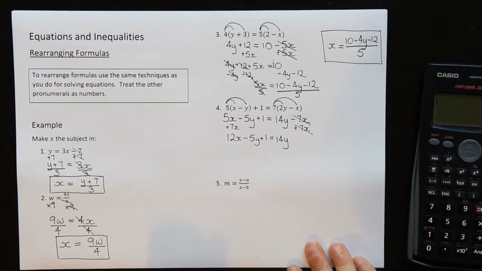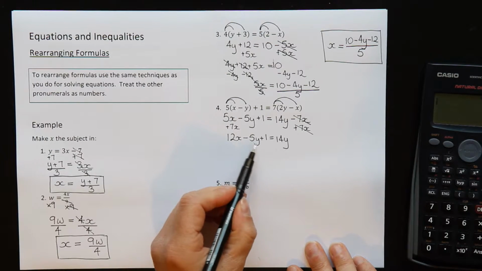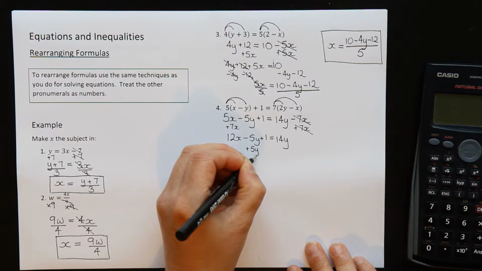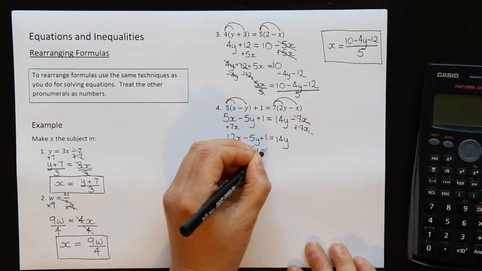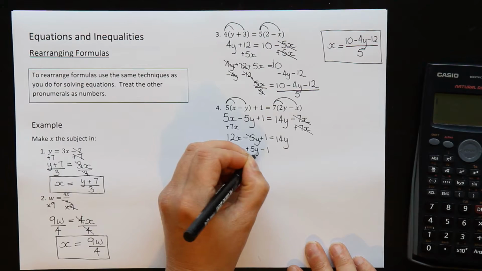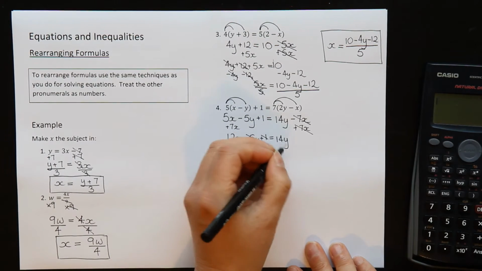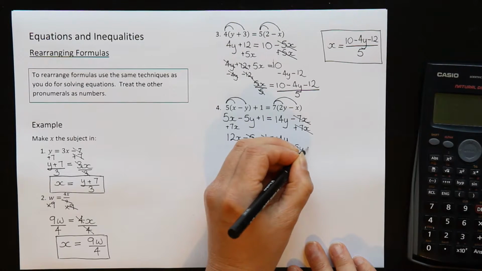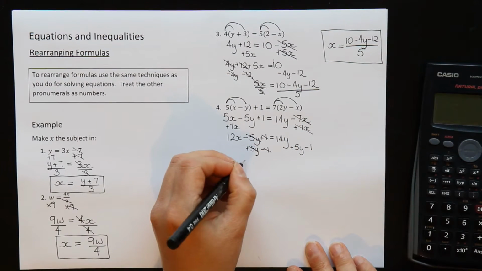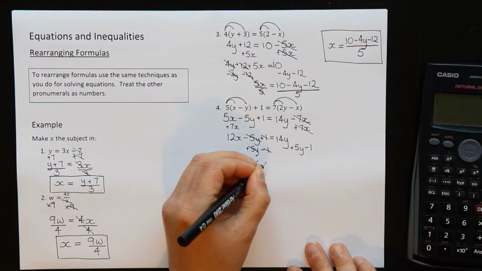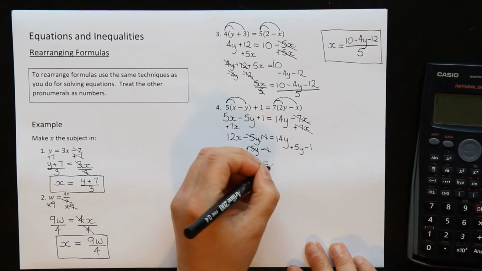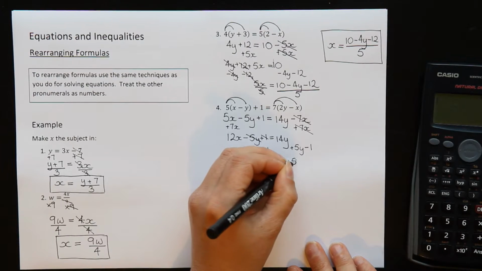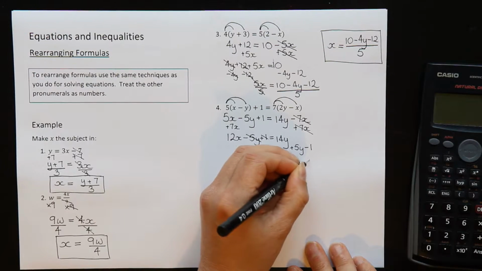Okay, then let's get rid of these extra terms here. So I'm going to add the 5y to move it, and I'm going to subtract the 1. Get rid of that, and get rid of that. So I need to do it over here. I need to add the 5y and subtract the 1. So it's 12x is equal to 14y plus 5y minus 1.